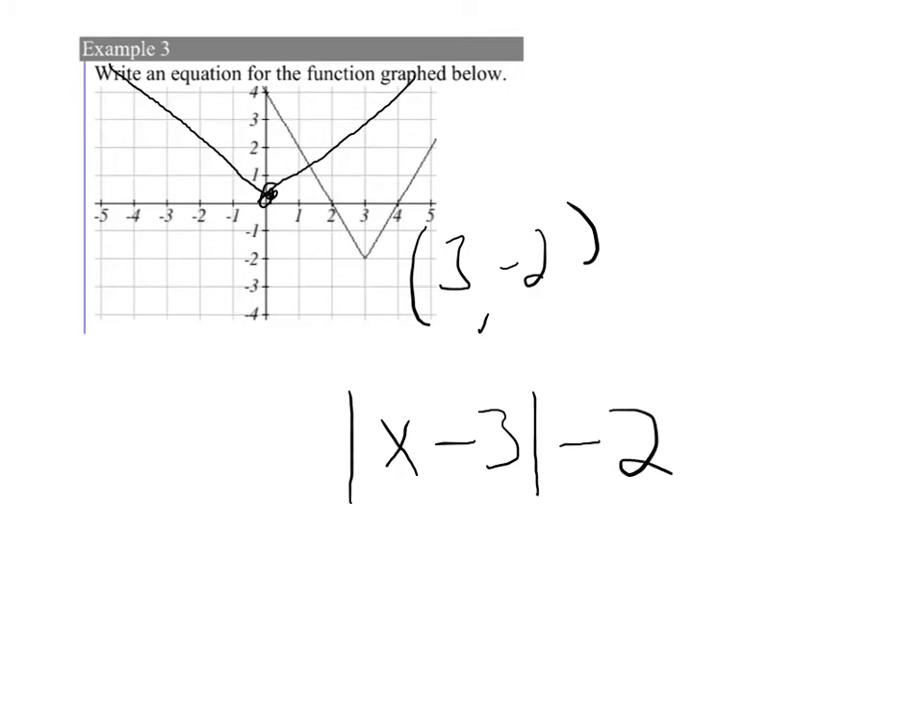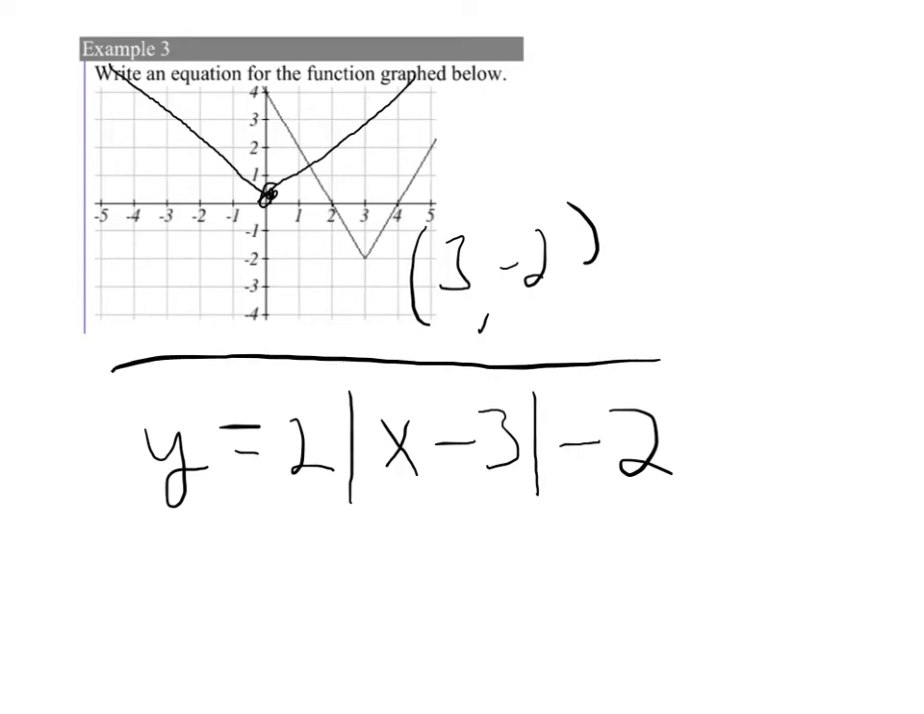Now the only thing I have to worry about is any stretching that's going on. Normal everyday absolute value graphs have a slope of 1, or -1 if you're coming down from the left. For this one, I'm going up 2 over 1, and I'm going down 2 over 1. So this slope, so to speak, is a 2. And that would be the equation of that absolute value graph.